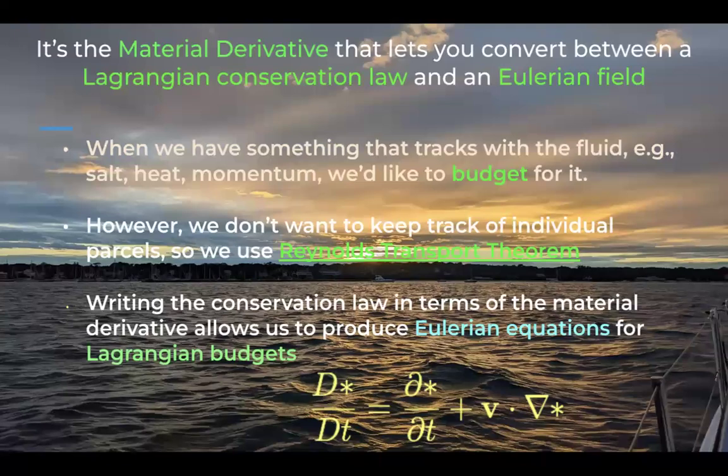Okay, so we have something that tracks with the fluid, like momentum, and we like to make a budget for that stuff. It could be exactly carried by the fluid, or it could just be mostly carried by the fluid, but also diffusing or receiving heat from somewhere else or something like that. Those are all budgets. To say that something has a materially conserved budget doesn't actually mean it is exactly conserved. It means the transport of it by the fluid is important as part of the budget. So we don't want to keep track of the individual parcels.